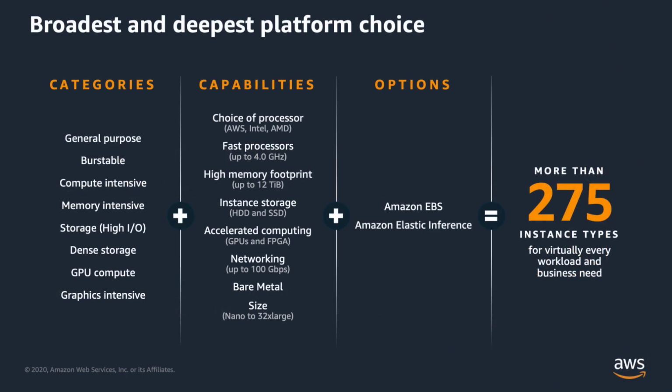AWS offers the broadest and deepest platform choice with more than 275 instance types. This allows us to ensure we have a granular choice of instance family for virtually every workload and business need that our customers may have. At the heart of that portfolio are the general purpose instances, burstable, compute intensive, and memory intensive, but then we innovate along multiple vectors with high frequency processors, high memory footprints, high IOPS for local storage, accelerated computing with GPUs and FPGAs, high networking, and even bare metal instances for customers that need to bring their own virtualization environment.